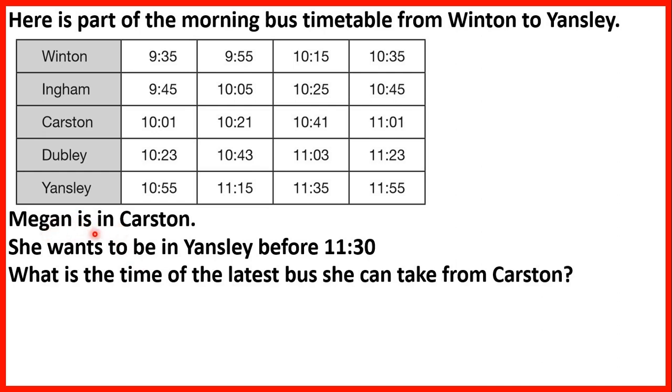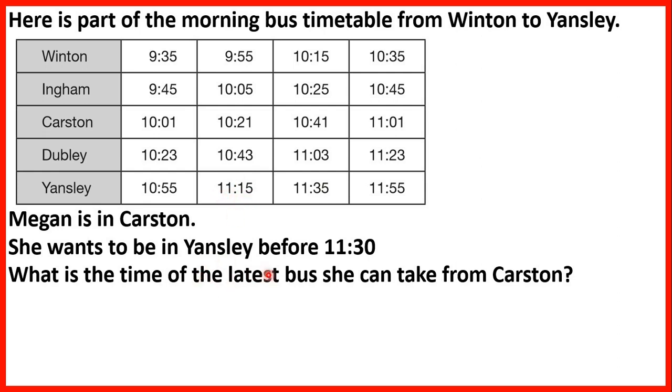Now Megan is in Carston. She wants to be in Yansley before 11:30. What is the time of the latest bus she can take from Carston? So let's find Yansley, and she wants to be there before 11:30. So if she gets there at 11:35, that will be too late. So she needs the bus that gets to Yansley at 11:15.